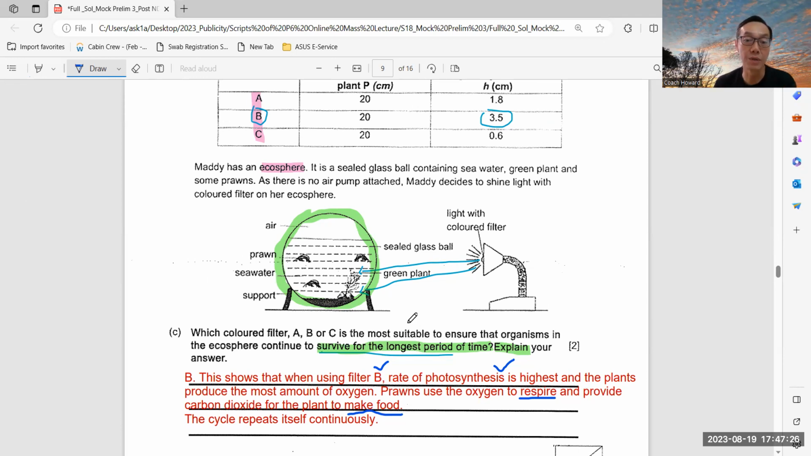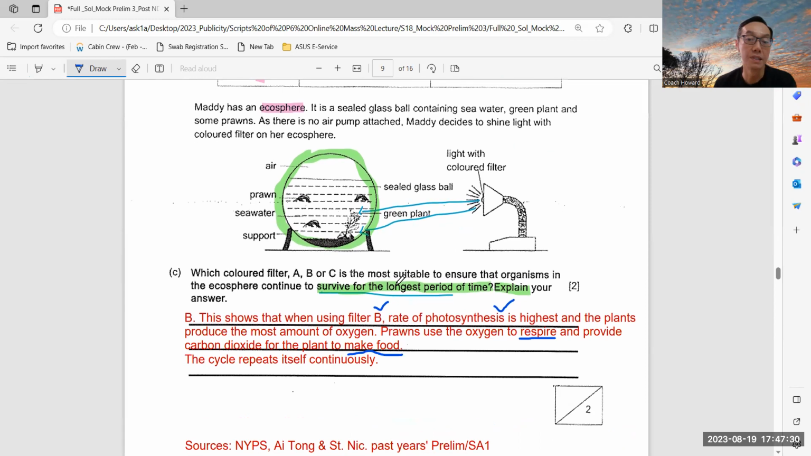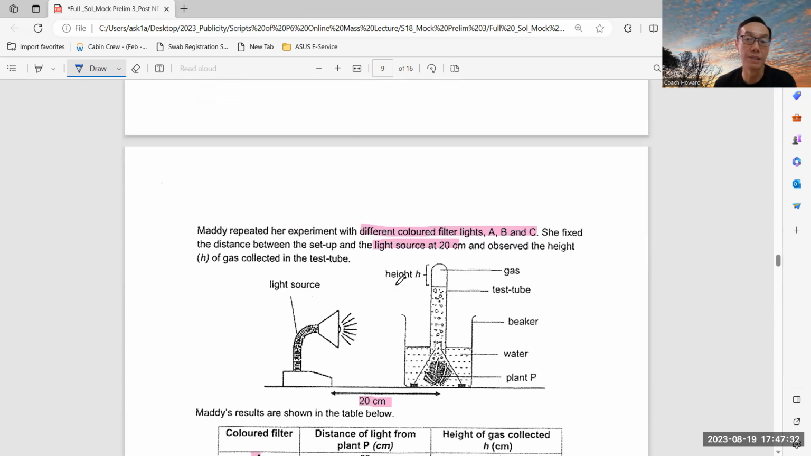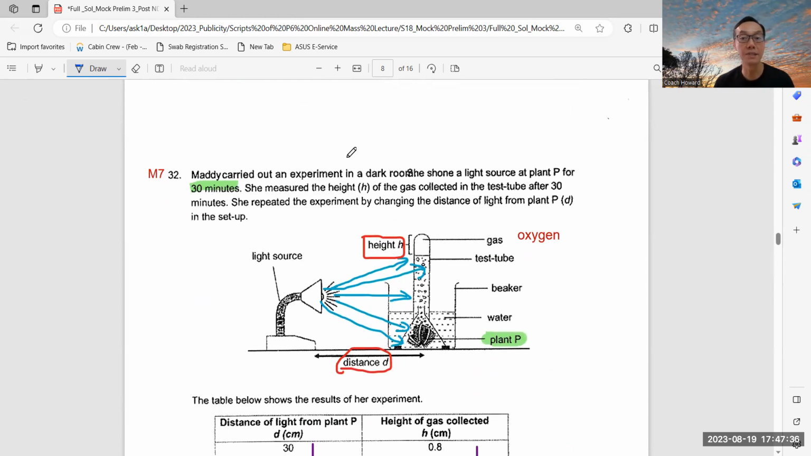So this is actually quite a good question. And this question is testing experimental design. In PSLE, such questions are termed, you can put this down, learn a new term, experimental design questions. That means students are expected to draw conclusions from the experiment.